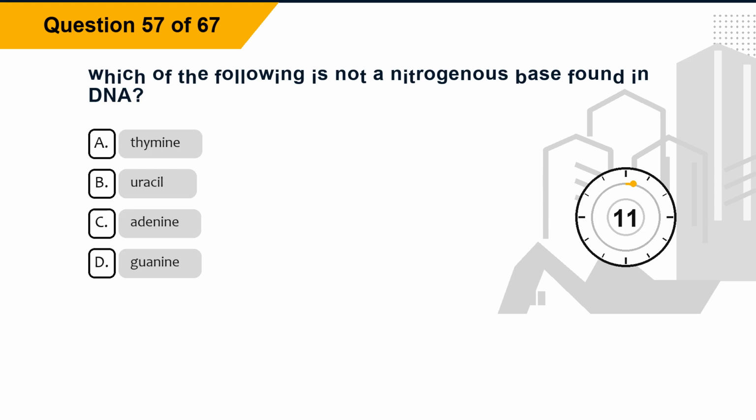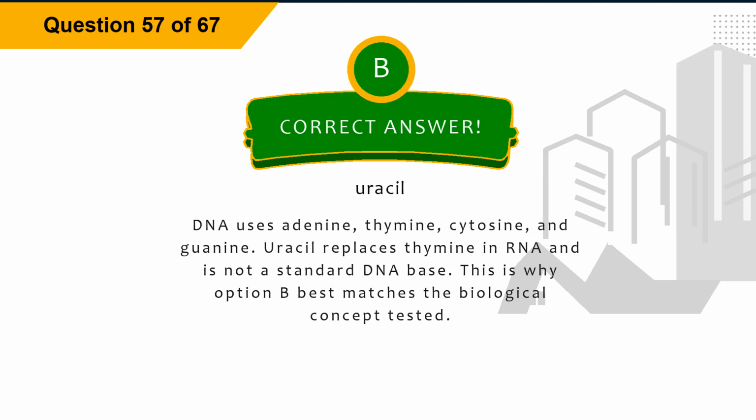Question 57. Which of the following is not a nitrogenous base found in DNA? Option A. Thymine. Option B. Uracil. Option C. Adenine. Option D. Guanine. The correct answer is option B. Uracil. Explanation: DNA uses adenine, thymine, cytosine, and guanine. Uracil replaces thymine in RNA and is not a standard DNA base. This is why option B best matches the biological concept tested.